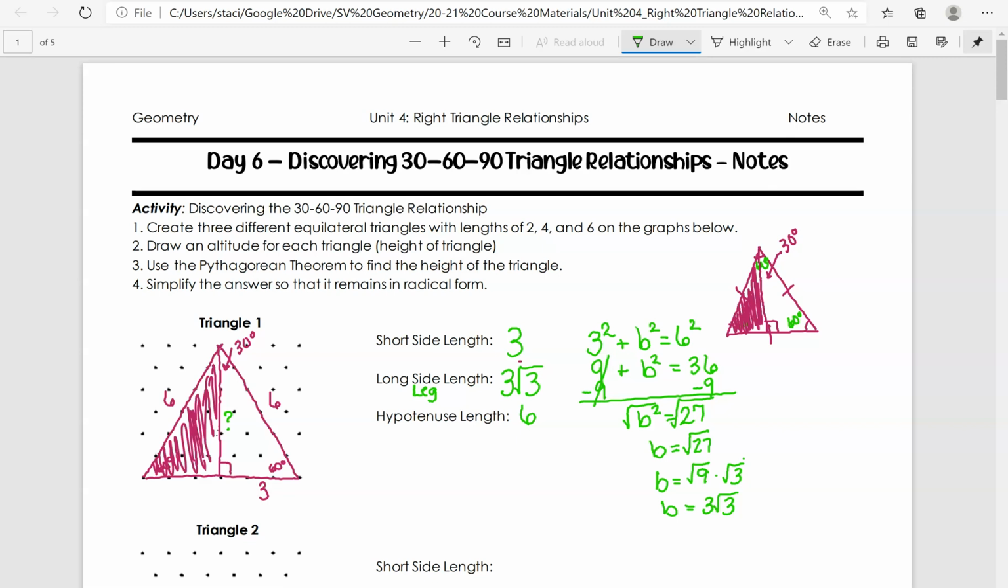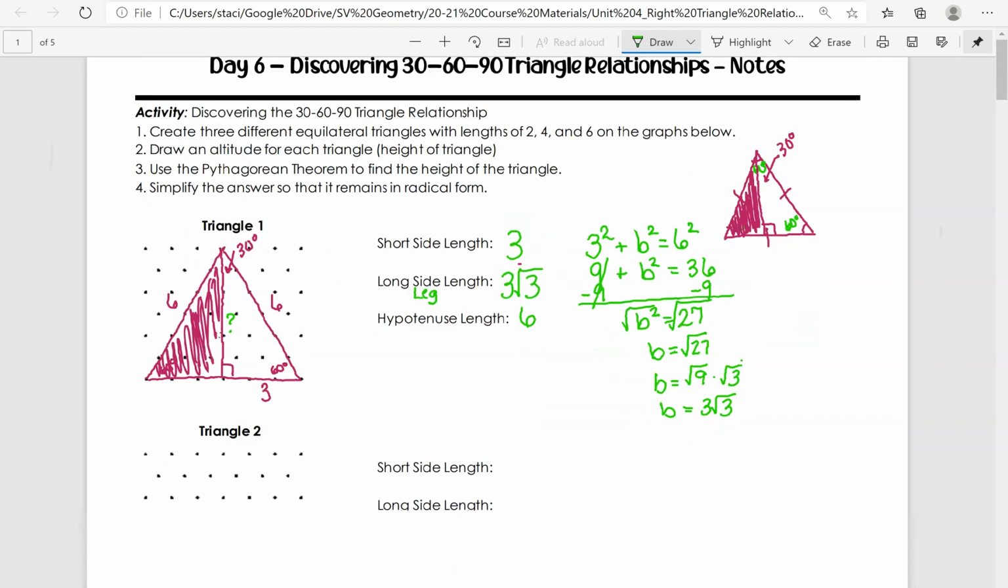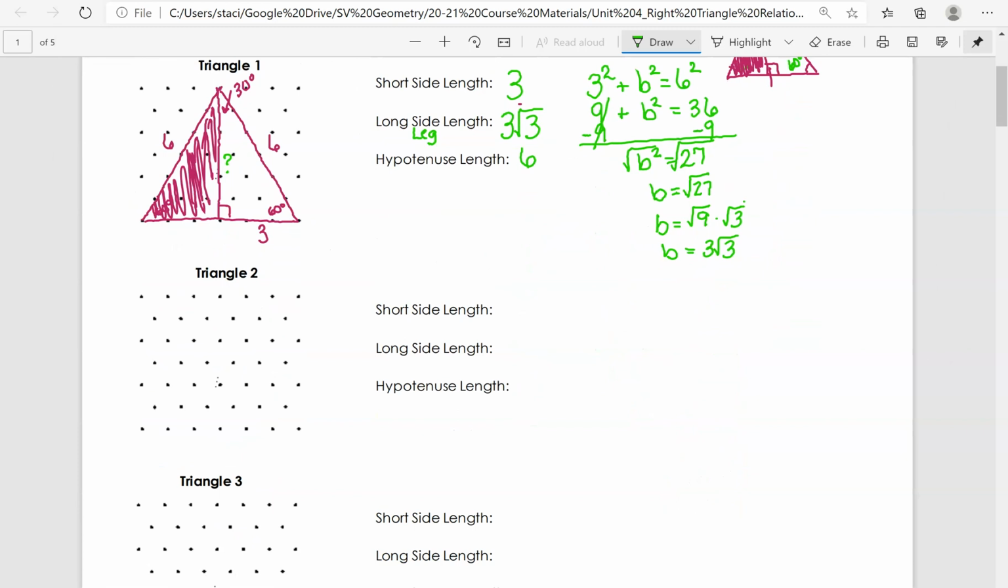So what you're going to do is you are going to do this exploration on your own for triangle 2 and triangle 3. And so for triangle 2, I want you to do a length of 4. So I'm going to go ahead and draw that in. So you're going to do the same process that we did with that maroon triangle in example 1. And then for triangle 3, you're going to do a length of 2.